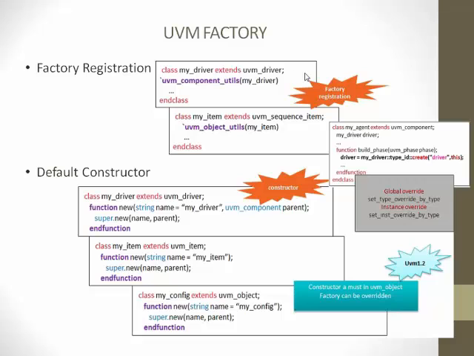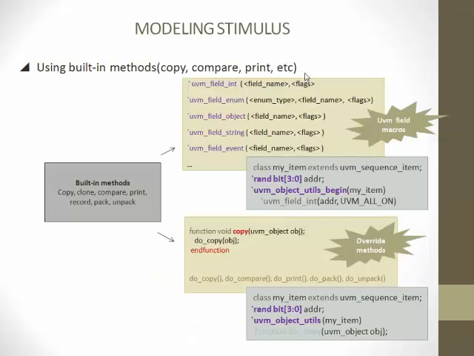All right, coming to modeling stimulus. Well, what are the ways to model a given stimulus? When you're modeling the stimulus, generally what you do is you have class my item extends UVM sequence item, and then you basically add all your properties, right? And then you register them to the factory. The reason for registering them to the factory is to basically use the built-in methods such as copy, compare, print, pack, unpack, all these built-in methods.